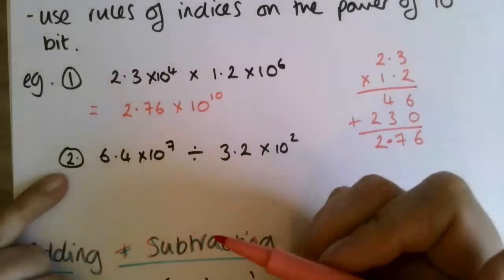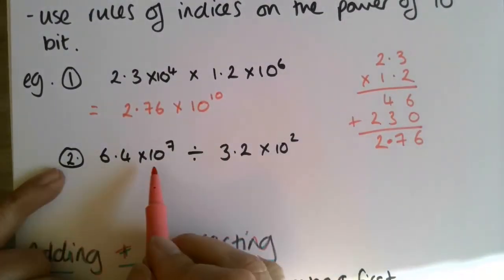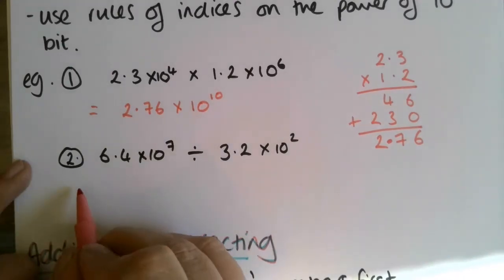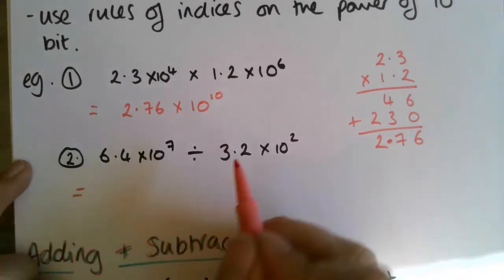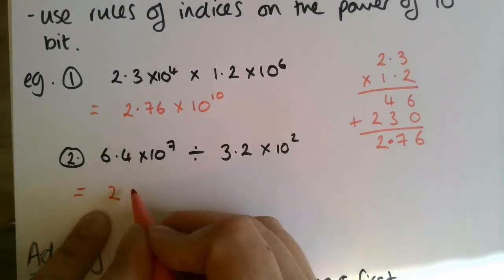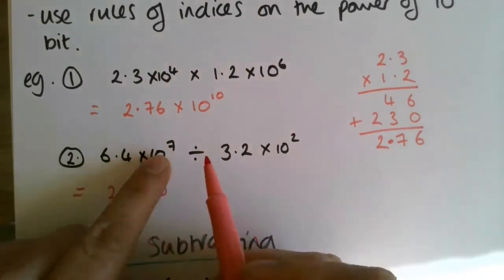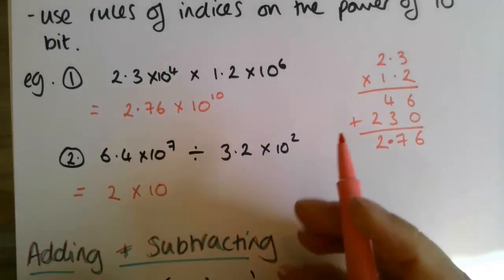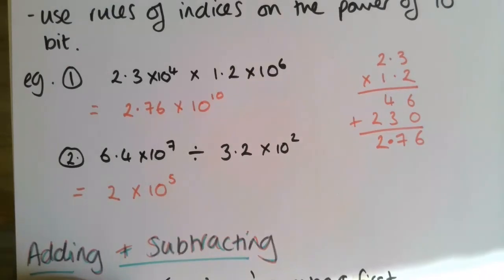Right? Example 2, 6.4 times 10 to the 7 divided by 3.2 times 10 to the 2. I've given myself two easy numbers here. 6.4 divided by 3.2 is 2 times 10 to the, we're dividing, the rule for indices whenever you're dividing is you subtract the powers, so 7 take away 2 gives me 5.